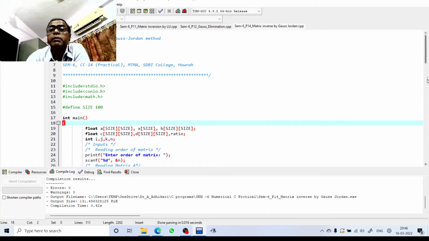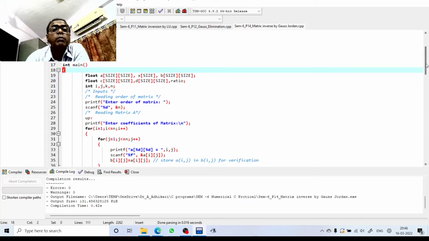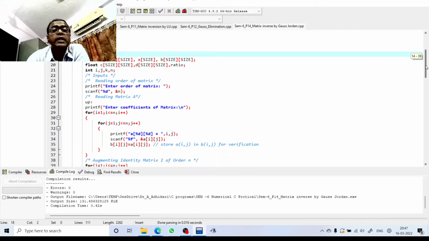We have shown the Gauss-Jordan method, now see how the program runs. First we define size 100, a 100 by 100 two dimensional float array A, x a 100 one dimensional array, b the matrix two dimensional array of size 100, c another matrix, d another matrix. First we enter the order of the matrix n.